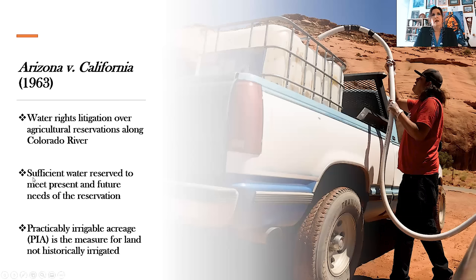And that generally followed the same process for those tribes whose rights were adjudicated in Arizona v. California under that PIA standard, where they received paper water rights sufficient to meet the present and future needs of the reservation.